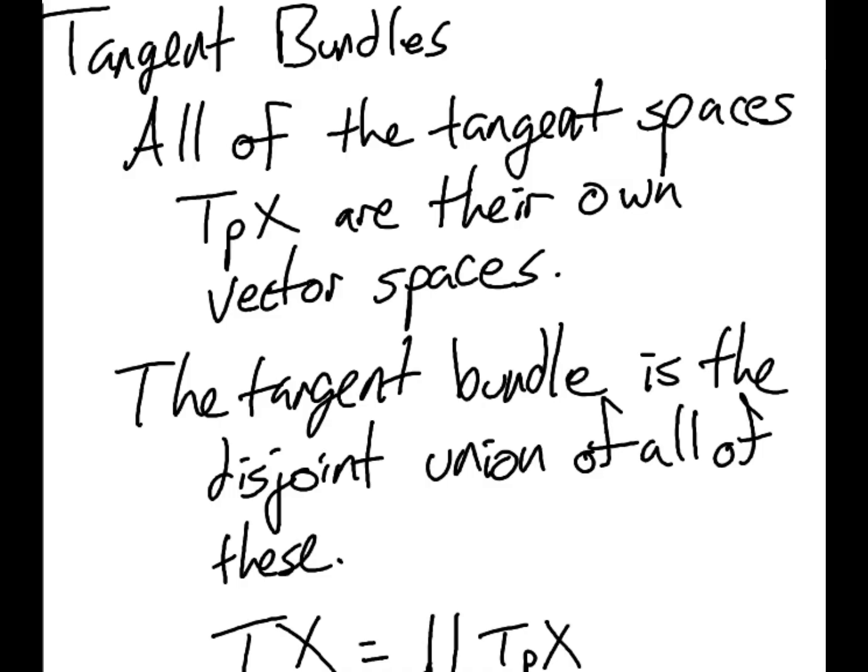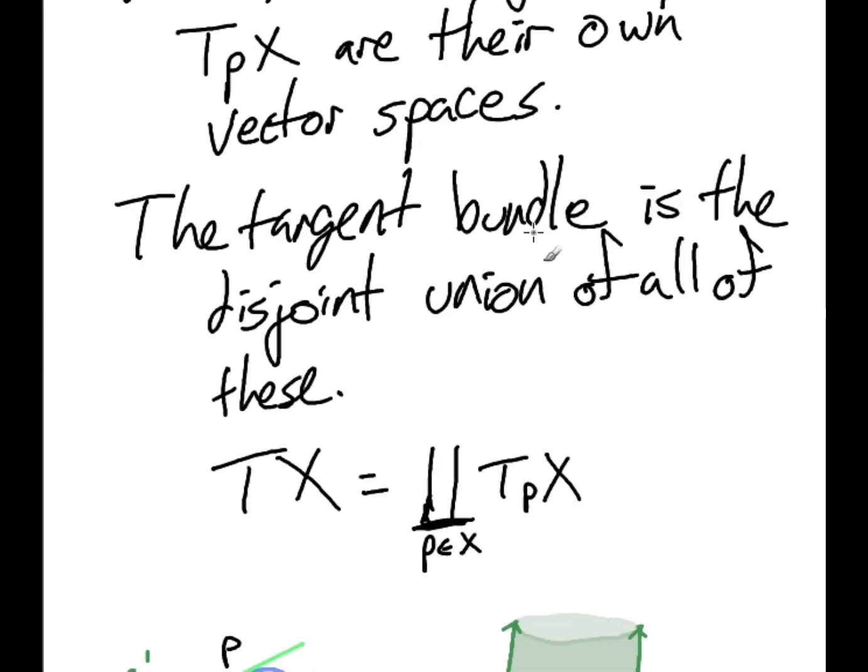In a more general setting, we want to work with tangent spaces as their own algebraic object or topological object. So we're going to create what's called a tangent bundle. First, I want to emphasize again that all of the tangent spaces, T sub p of x, are their own vector spaces. Every point of the manifold P has its own tangent space. So all of those are different tangent spaces. If we take the disjoint union of all of those for every point in the manifold, that is the tangent bundle, right?